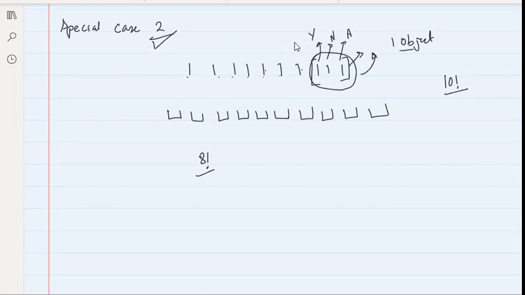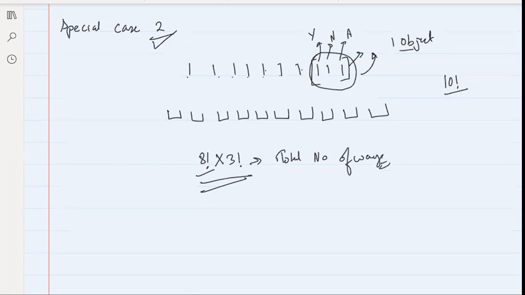But in this one object, we have 3 students who can arrange their positions among themselves. Yashash, Nitin, and Aditya can change their positions in how many ways? 3 factorial ways. So into 3 factorial, don't you think this should be the correct answer for the total number of ways? Yes or no?